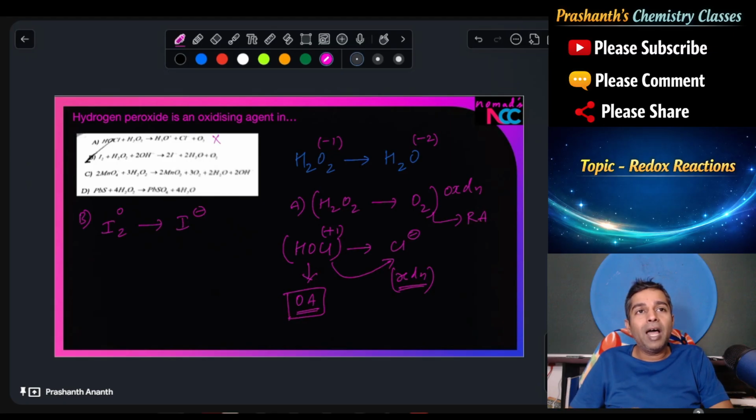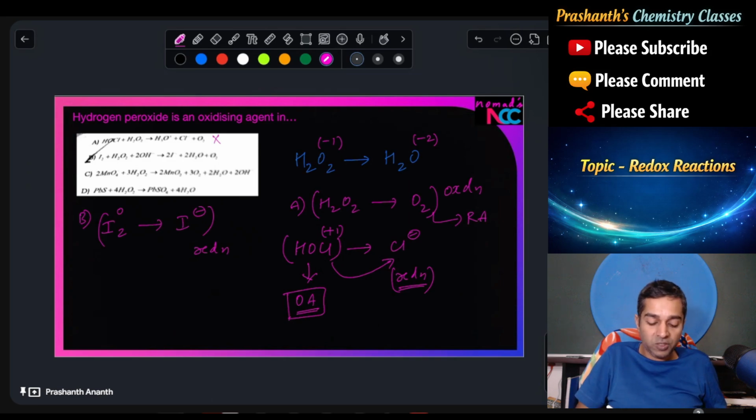You're also having one other part happening in this particular case here, which is that, well, this guy is acting as a reducing agent or oxidizing agent. This fellow is undergoing reduction because it's going from 0 to -1. So this guy is acting as an oxidizing agent. So the same logic applies over here as the previous case.